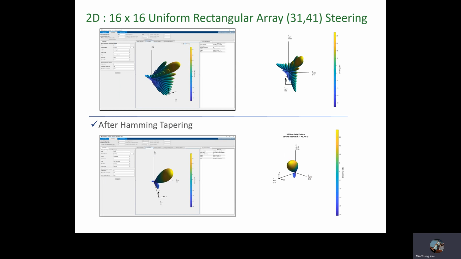The rectangular 2D array also has the same problem of side lobes when steering the beam to larger angles. Likewise, the tapering technique can also be applied to the rectangular array to remove side lobes. With the tapering technique applied, the main beam width is increased as a side effect.